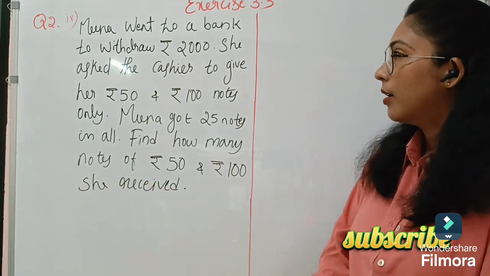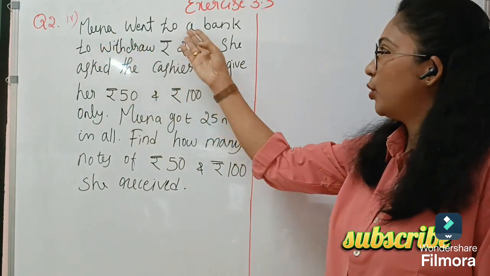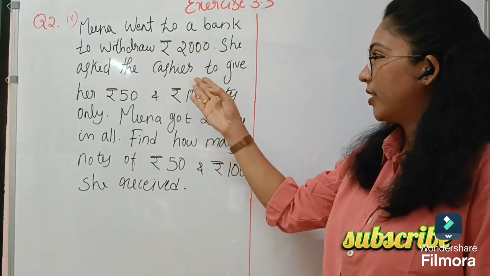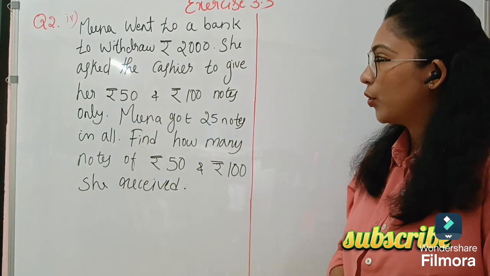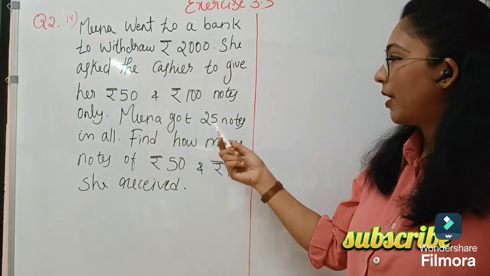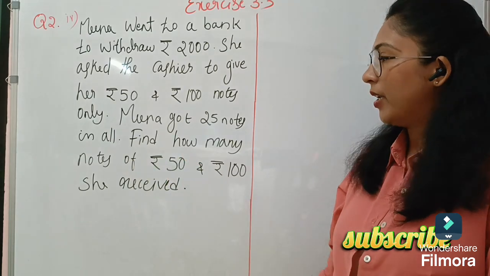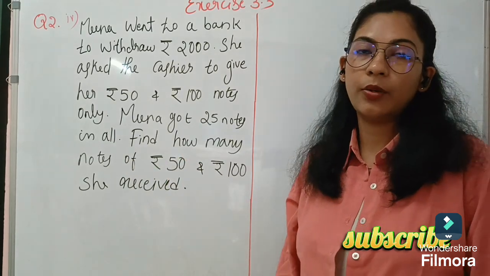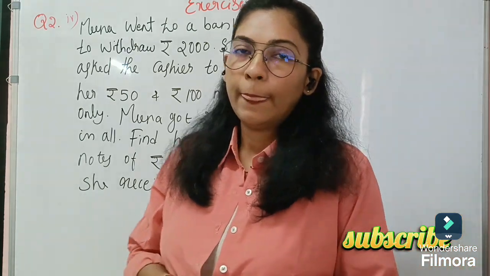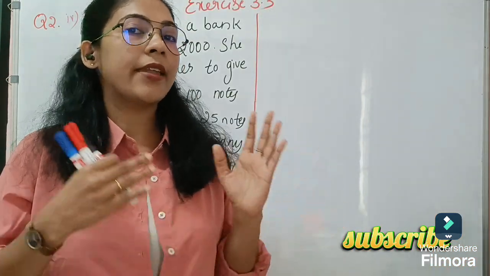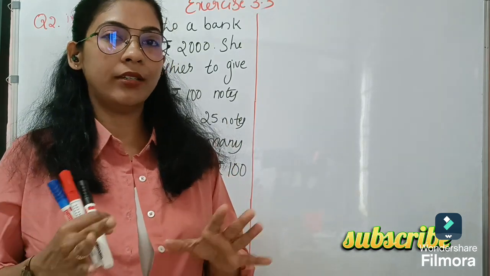Once again, Meena went to a bank to withdraw 2000 rupees. She asked the cashier to give her 50 rupees and 100 rupees notes only. Meena got 25 notes in all. Find how many notes of 50 rupees and 100 rupees she received. So this is the question. We have to find out how many 50 rupees notes and how many 100 rupees notes are there in 2000 rupees.